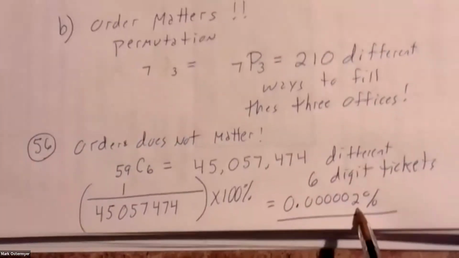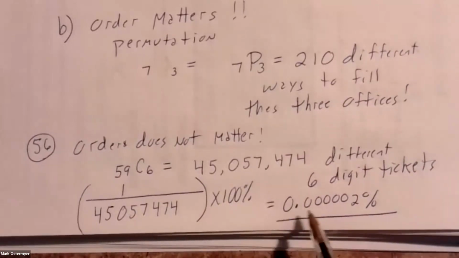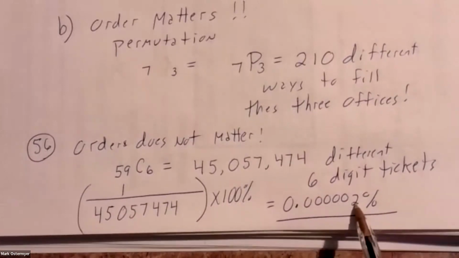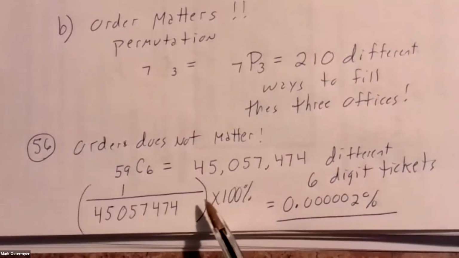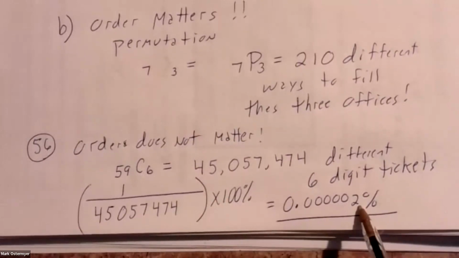Ladies and gentlemen, 1% is way up here. This is tenths, hundredths, thousandths, ten-thousandths, hundred-thousandths, millionths. You got 2 billionths of 1% chance of winning this lotto with one ticket. Even if you buy 100 tickets or 1,000 tickets or 10,000 tickets, your chance of winning is still almost non-existent.